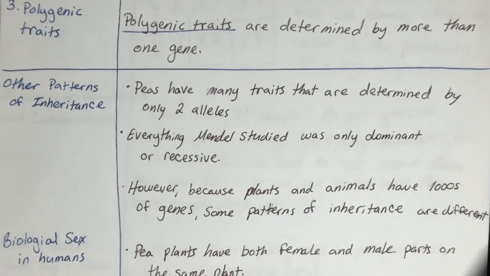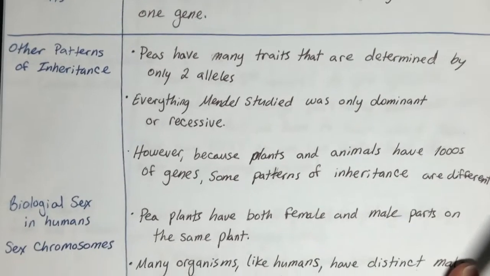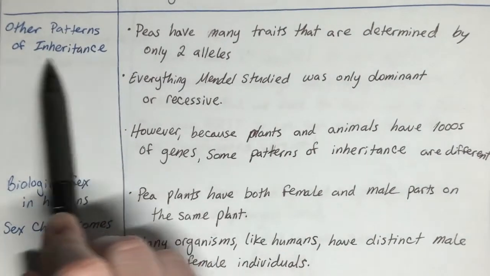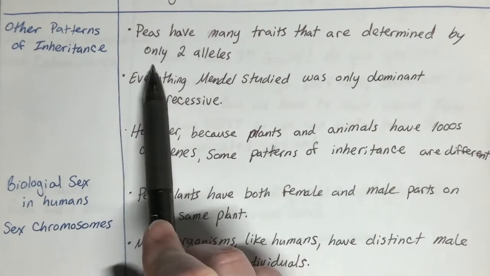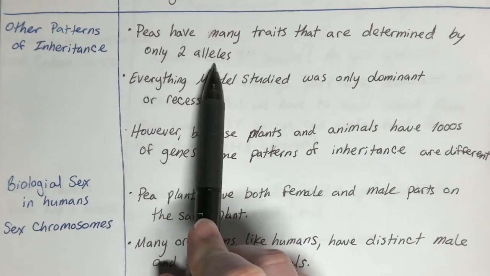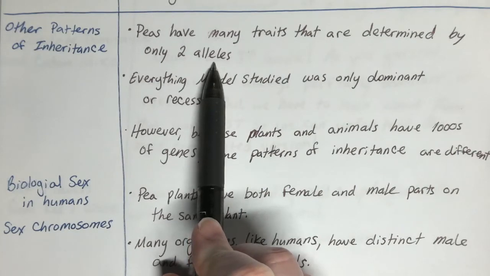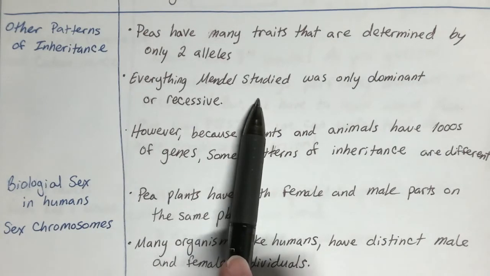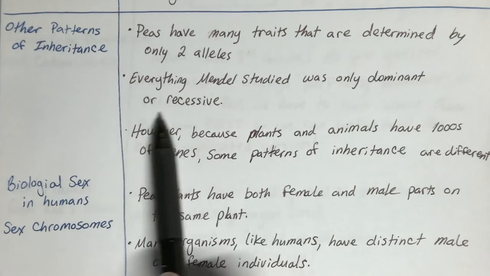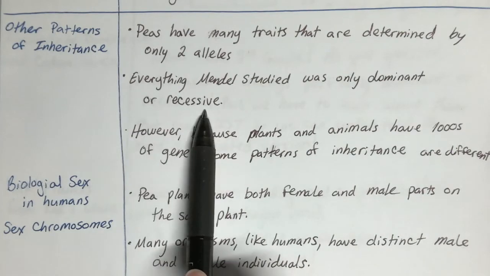So, other patterns of inheritance. Peas have many traits that are determined by only two alleles, such as purple flowers versus white flowers, green seeds versus yellow seeds, wrinkled versus round, and yellow pods versus green pods, and so many others. So everything that Mendel studied was only dominant or recessive. He didn't do any of the complex stuff.